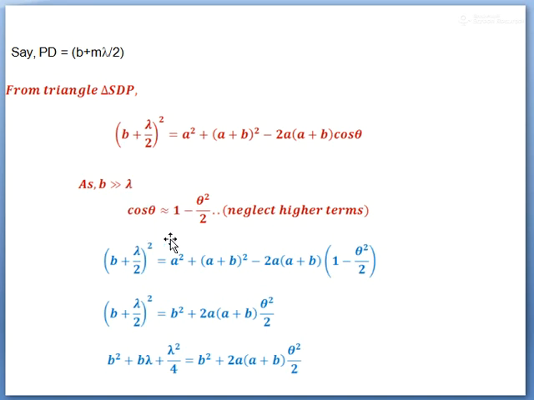এখন cos theta কে যদি b very very greater than lambda হয় তাহলে এই cos theta কে আমি 1 minus theta square by 2 এবং অন্যান্য টার্মগুলোকে আমি নেগলেক্ট করতে পারি। তাহলে এই টার্মটাকে যদি আমি এক্সপ্যান্ড করি তাহলে ইকুয়েশনটা এরকম দাঁড়াবে b plus lambda by 2 whole square equal to a square plus a plus b whole square minus 2a into a plus b into 1 minus theta square by 2. So b plus lambda by 2 whole square equal to b square plus 2a into a plus b into theta square by 2.